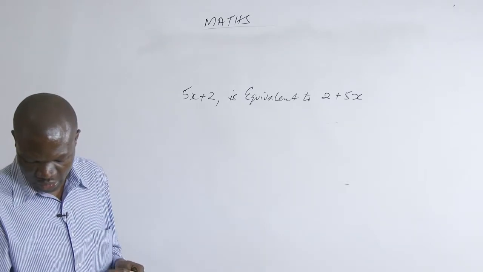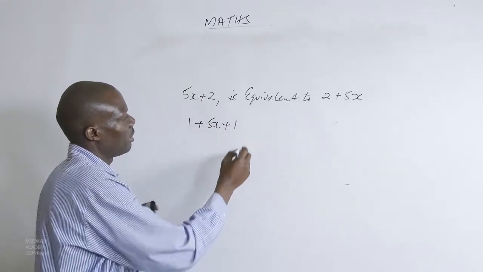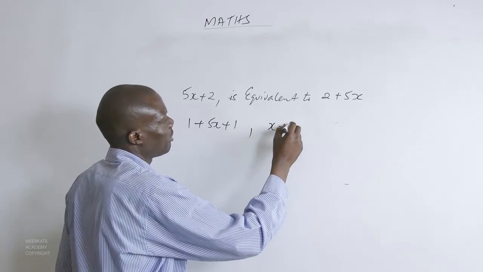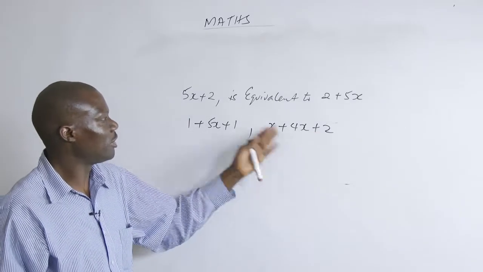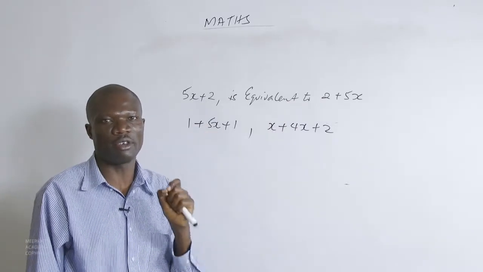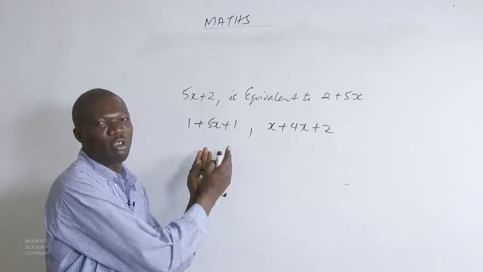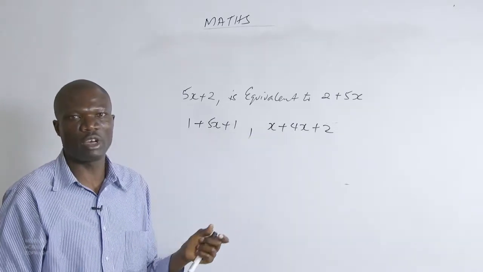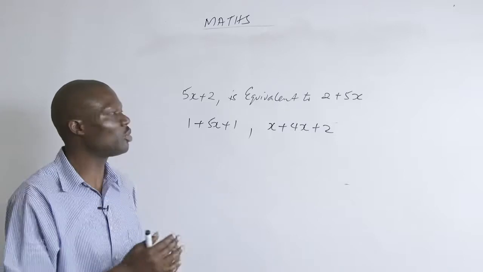Now, if you look at also, if we were to separate and say 1 plus 5x plus 1 as an expression, and also x plus 4x plus 2. Now, these four algebraic expressions, all of them are equivalent. And why are we saying they are equivalent? They are equivalent simply because when you simplify both the expressions together, you'll find that they simply form the same expression. And when you substitute at any given point, what you'll get is just the same.